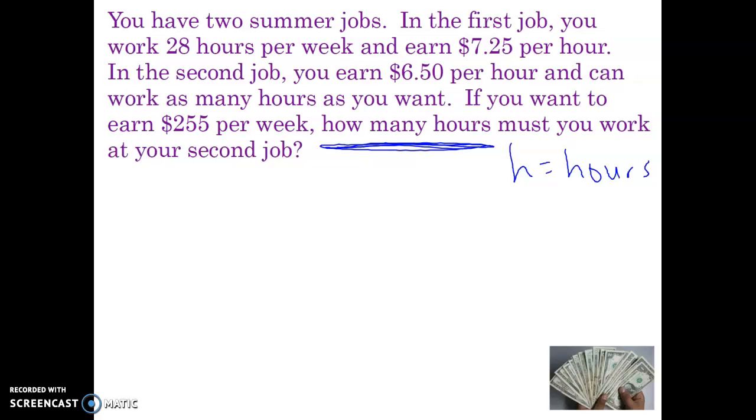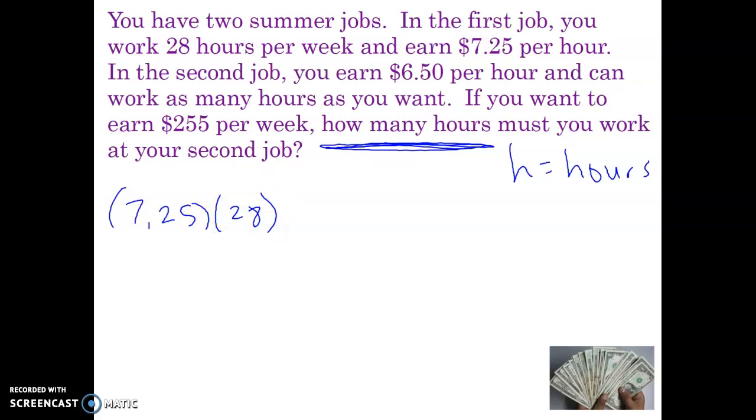In the first job, you know how many hours you're working, so that must not be the question. In the second job, that's where it says you can work as many hours as you want. We don't know how many hours you're going to work in the second job. In the first job, you know exactly how much money you're going to make. You're going to work 28 hours per week, and you're going to make $7.25 an hour. Well, if you know how many hours you're going to work, and you know how much money you make for each hour, we can just multiply those together.